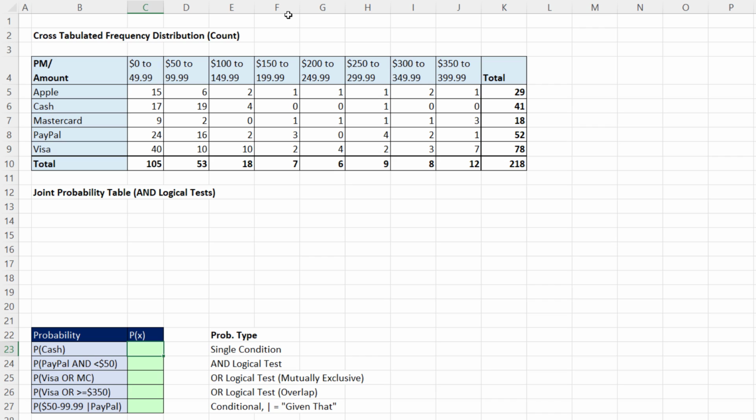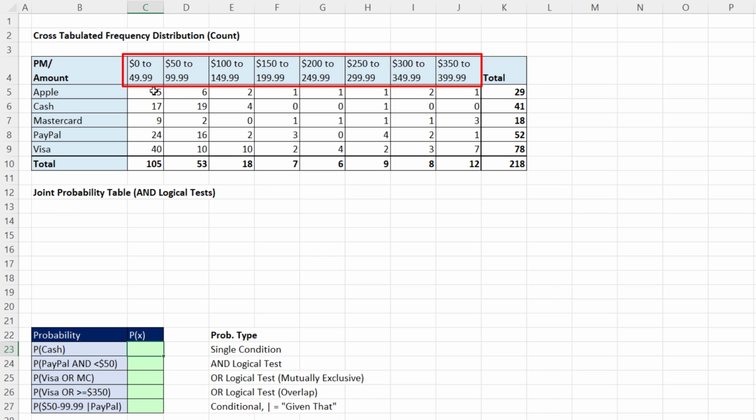Now, in this video, we want to see how to go from a cross-tabulated frequency distribution into a joint probability table. And the reason we do that is because if we need to calculate a bunch of probabilities, it's very easy to do from a joint probability table.